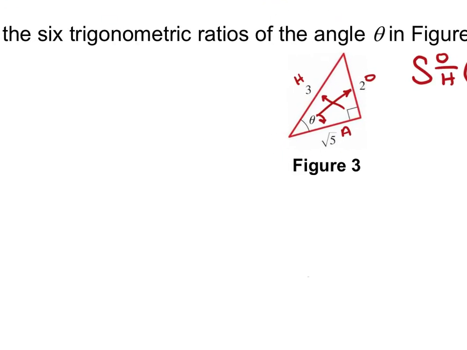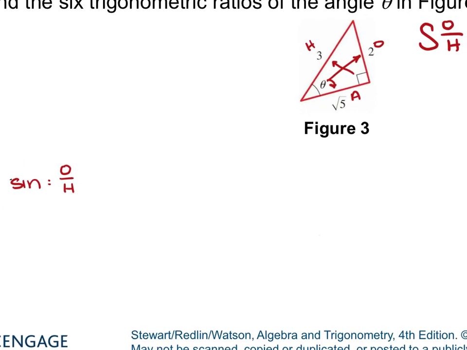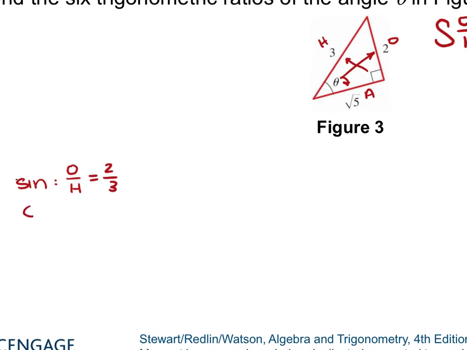If it was me with all of these, what I do first is I tell myself, okay, sine is opposite over hypotenuse. If I look at my triangle, my opposite is 2. My hypotenuse is 3. So my sine is 2/3. From there, cosine is adjacent over hypotenuse. My adjacent was the square root of 5. My hypotenuse is 3. That's perfectly fine to keep because my radical is not in the denominator. I don't have to rationalize it at all. So the square root of 5 over 3 is my cosine.